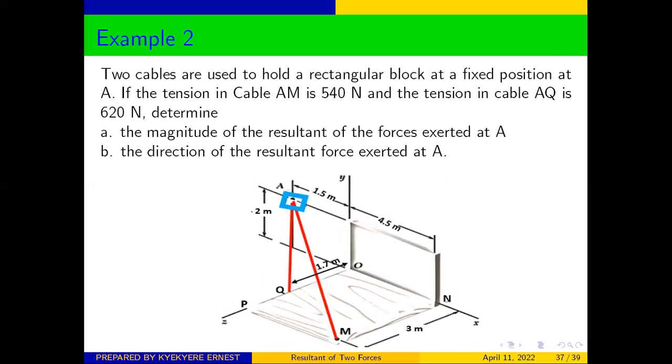Two cables are used to hold a rectangular block at a fixed position at A. If the tension in the cable AM is 540 newtons and the tension in cable AQ is 620 newtons, determine A, the magnitude of the resultant of the forces exerted at A, B, the direction of the resultant forces exerted at A. So let's look at how to solve this question.